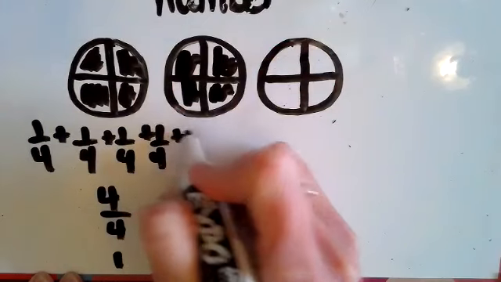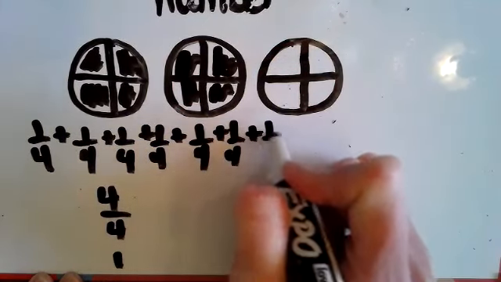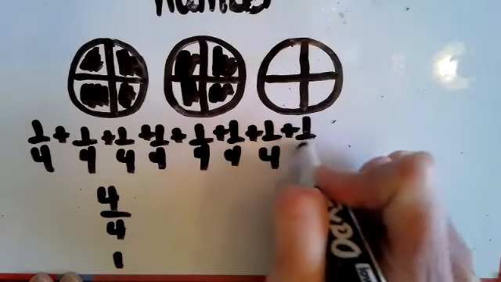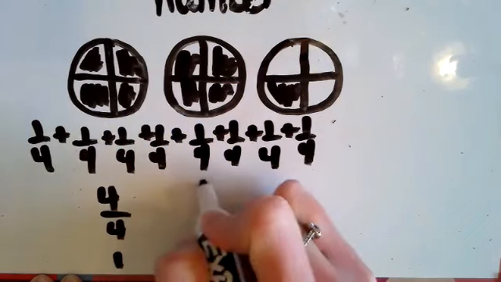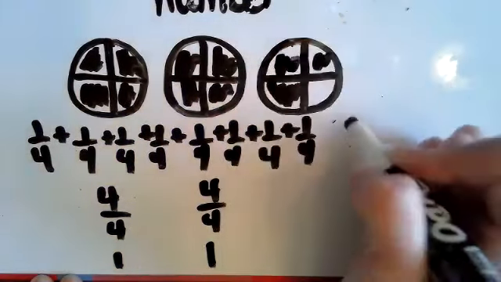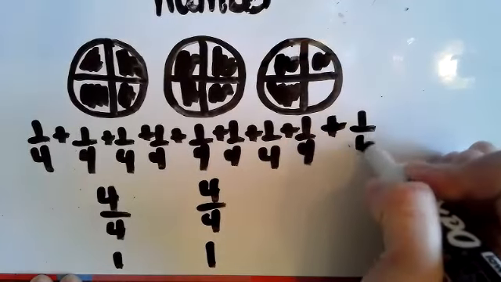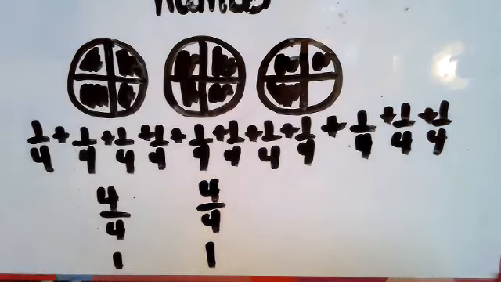That is plus another fourth, plus another fourth. Oh my goodness, plus another fourth, plus another fourth. Oh man, I'm still hungry. So we know that's four fourths, just one whole. Now I'm going to eat three out of four of this other one. One fourth, plus one fourth, plus one fourth.